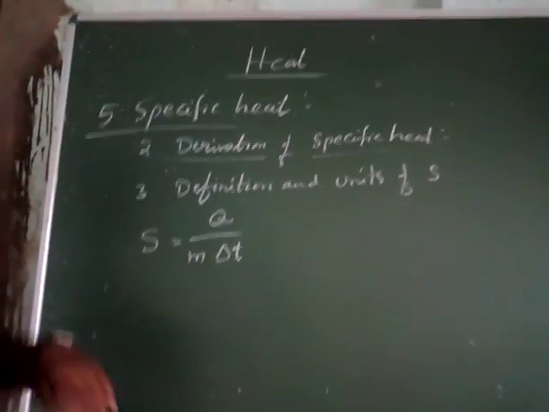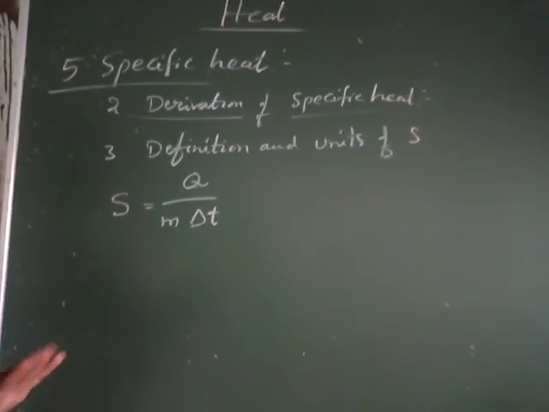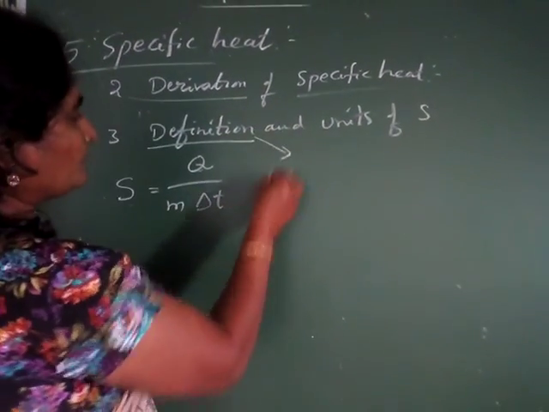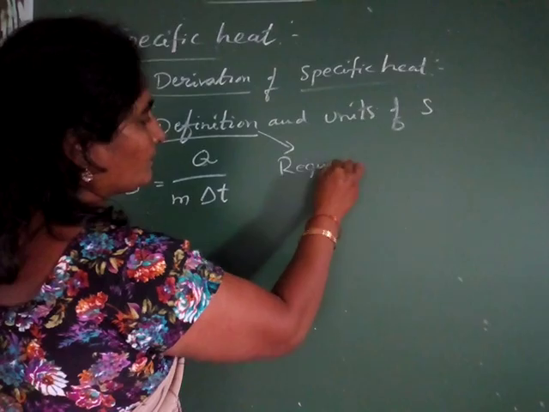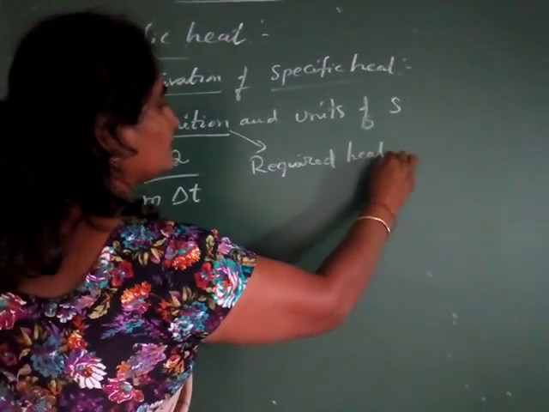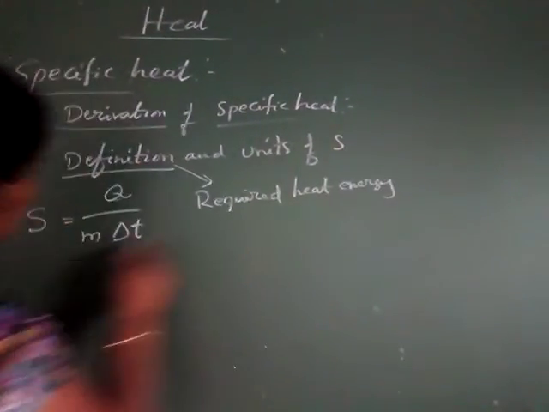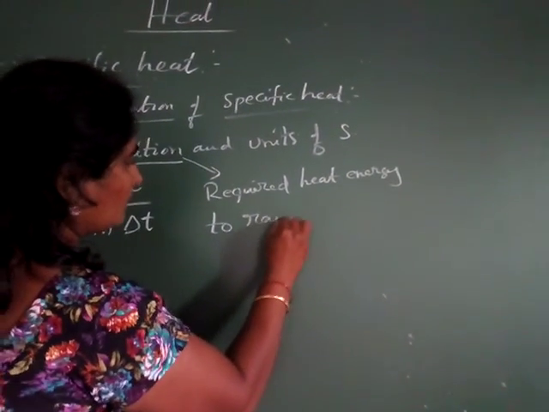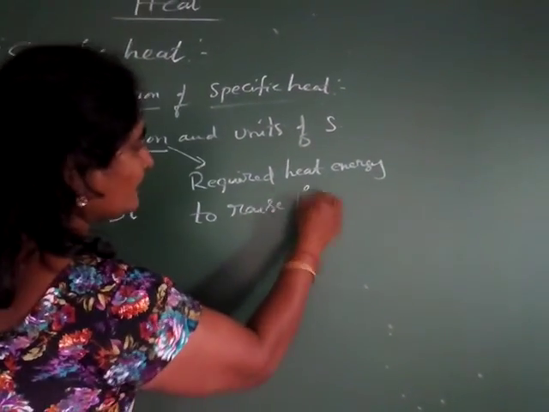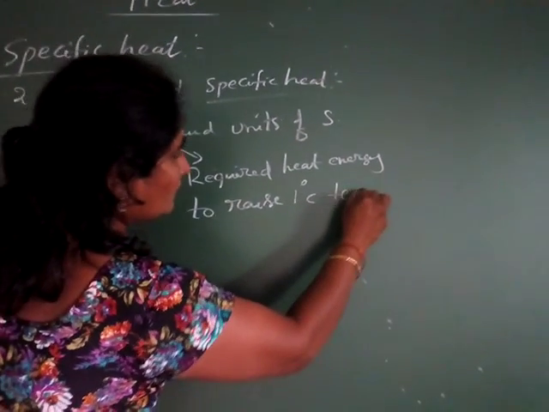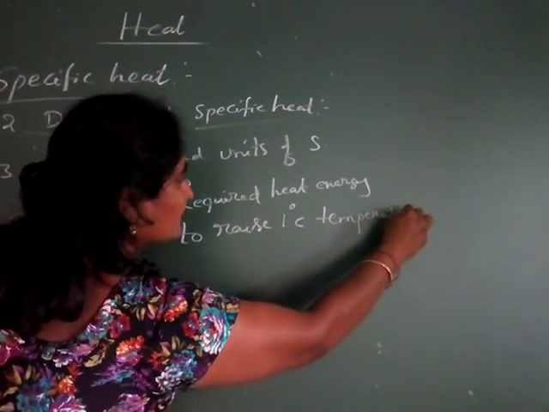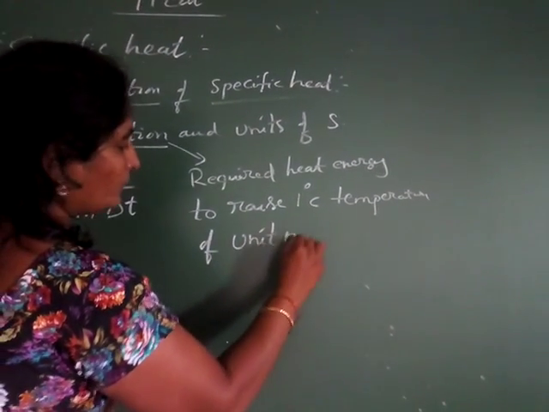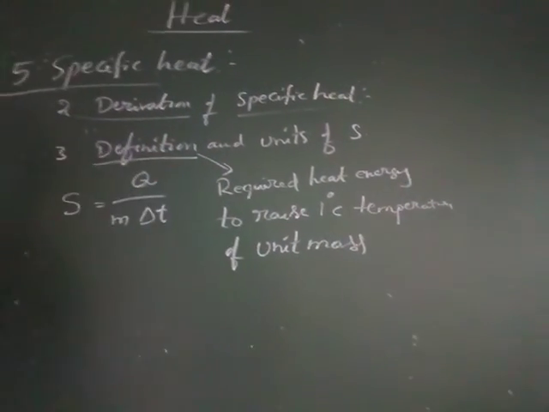Many children read it like this, but there is no need for that. You can write very simply by using the formula definition. The definition: the heat energy required to raise the temperature of unit mass by 1 degree Celsius is called the specific heat.